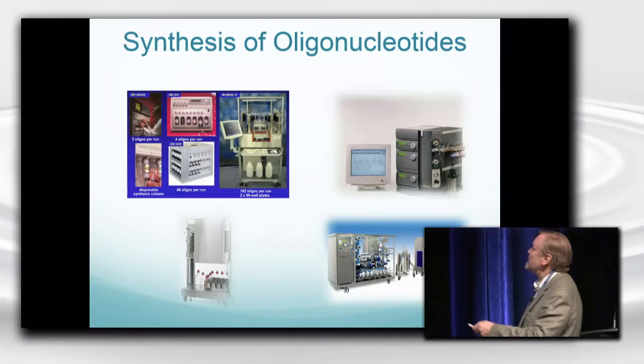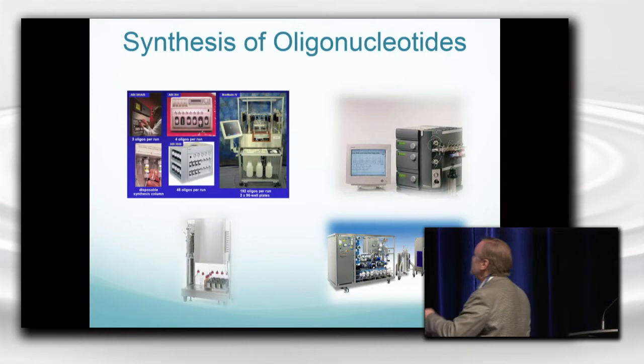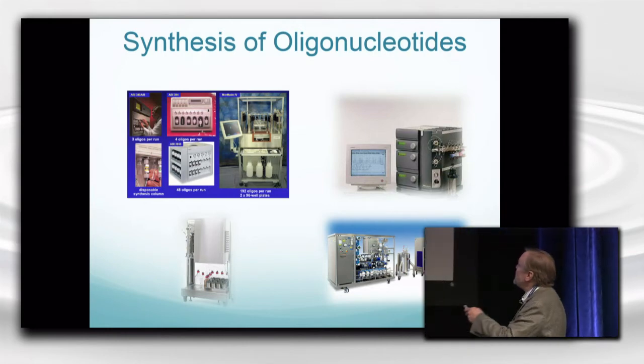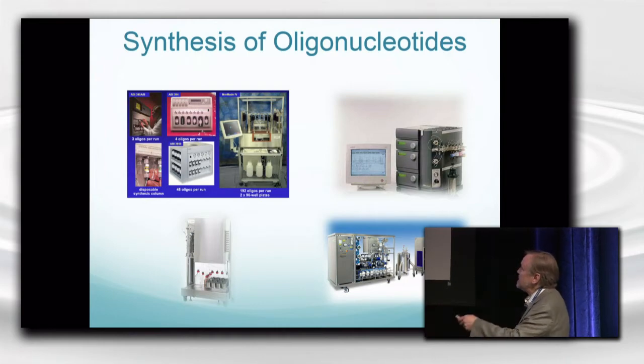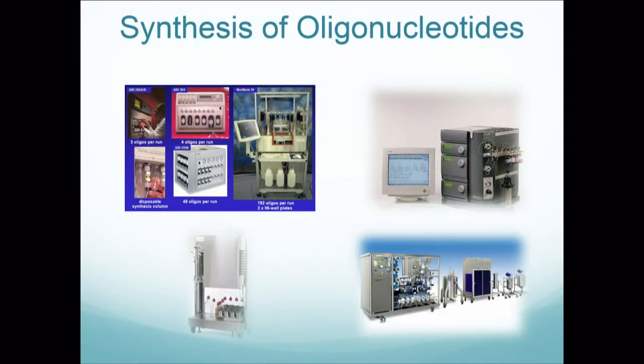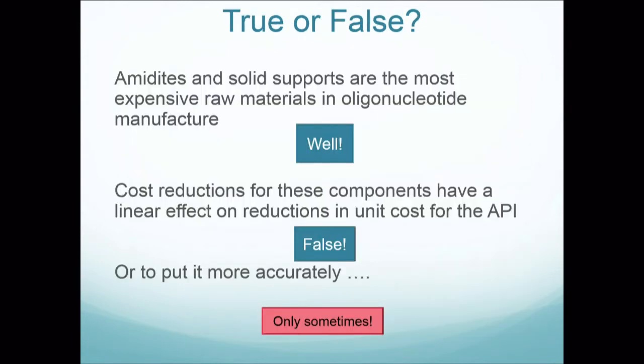Research, you have all those kind of small synthesizers. Then you can move to an OligoPilot 100. Then you have the OP400. Then you have those big oligo processes. And good point, they're all using the same chemistry. But the design is different. The methods are a little bit different.